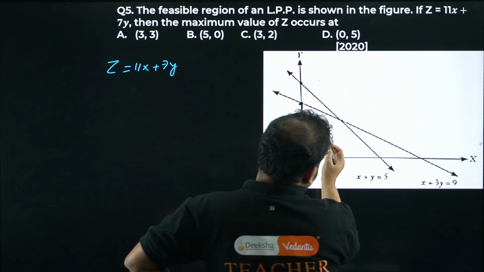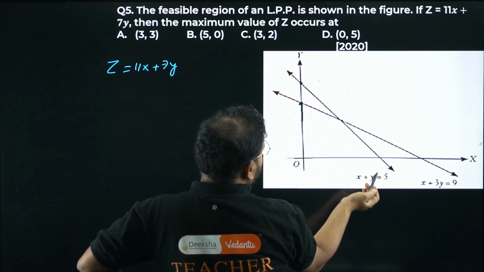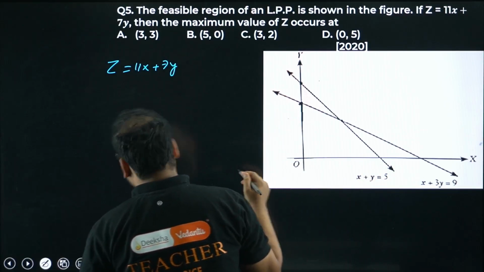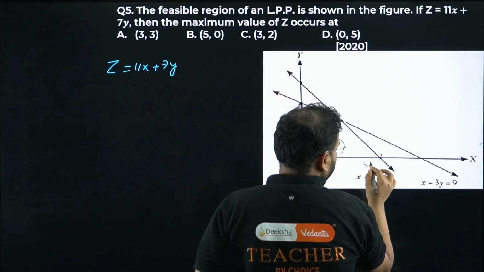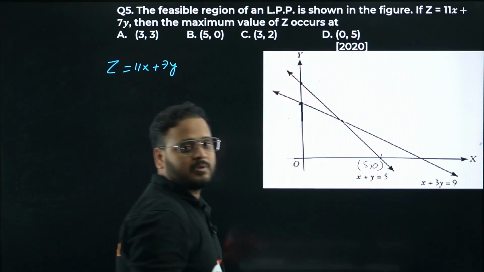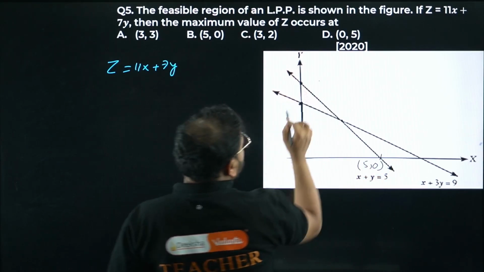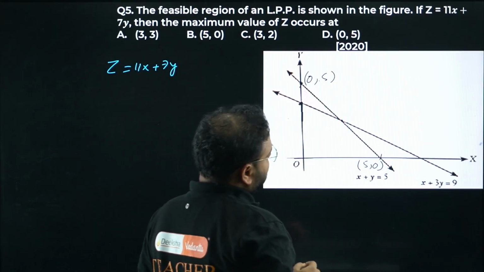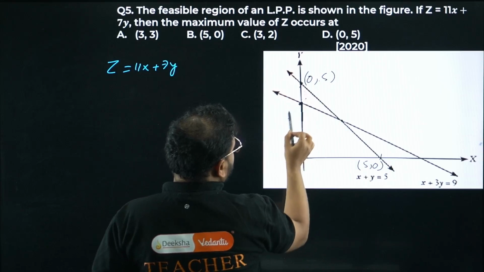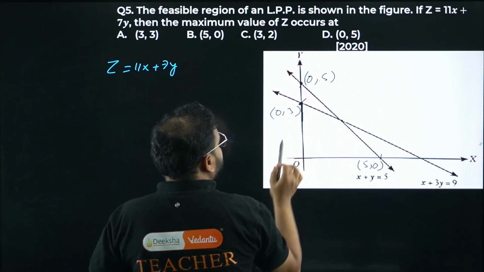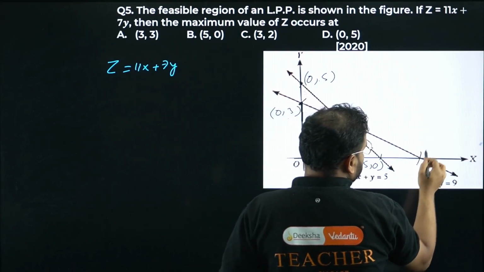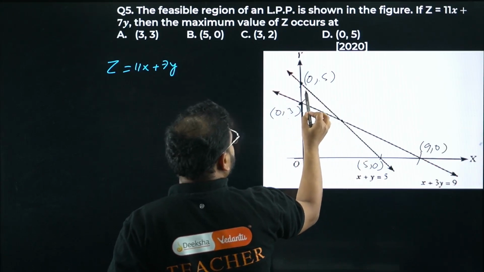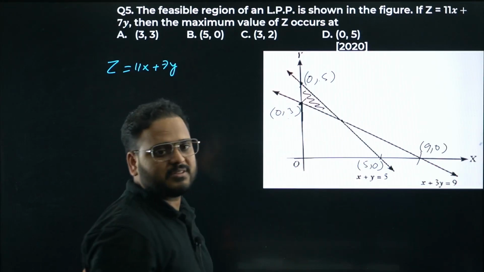So look at this graph. Over here we have x plus y equal to 5. So this point is nothing but (5, 0), and this point is (0, 5). What about this? When x is 0, y is going to be 3, so (0, 3). And this point will be (9, 0). This is my feasible region, please check.